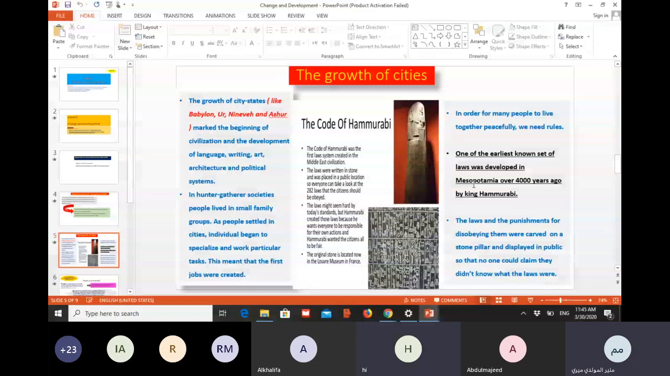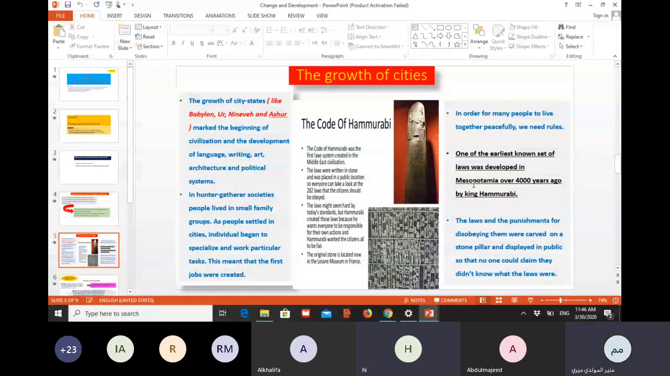The growth of cities like Babylon, Ur, Nineveh, Ashur, marked the beginning of civilization and the development of language, writing, art, architecture, and political systems. In hunter-gatherer societies, people lived in small family groups. As people settled in cities, individuals began to specialize and work particular tasks. This meant that the first jobs were created.